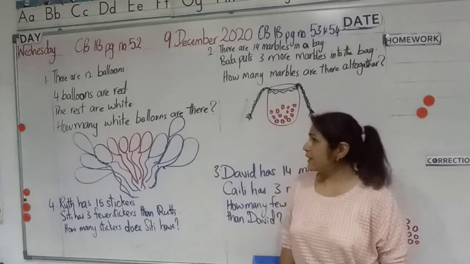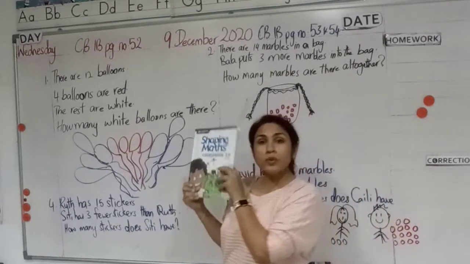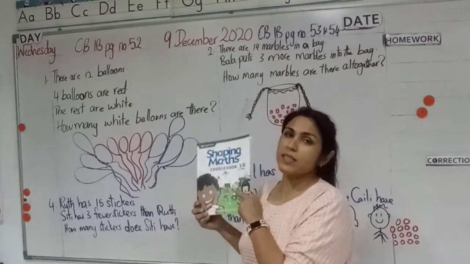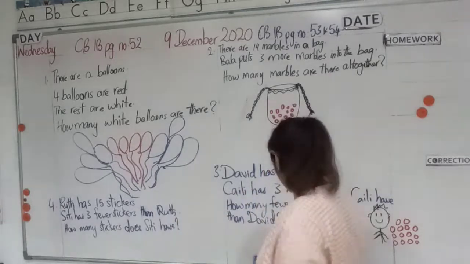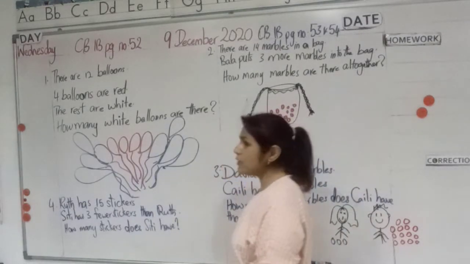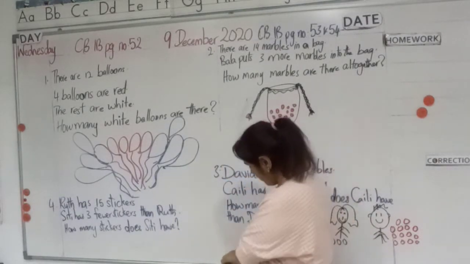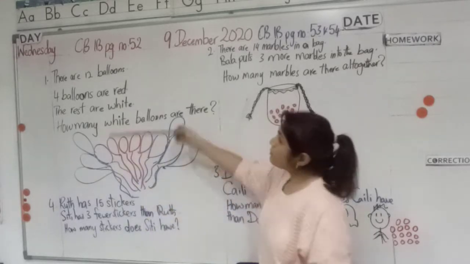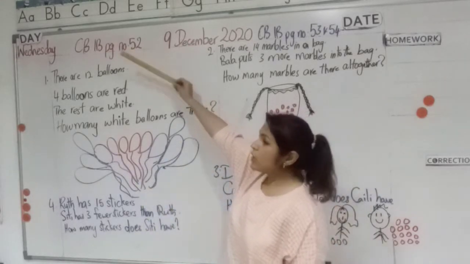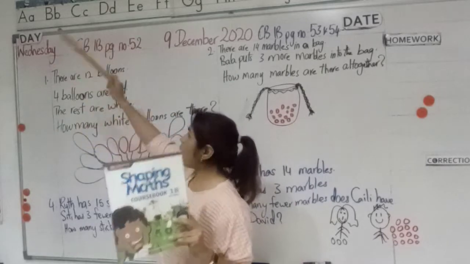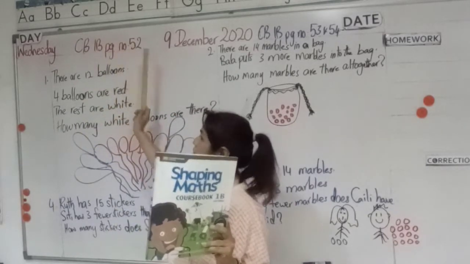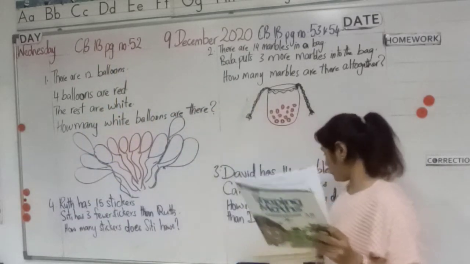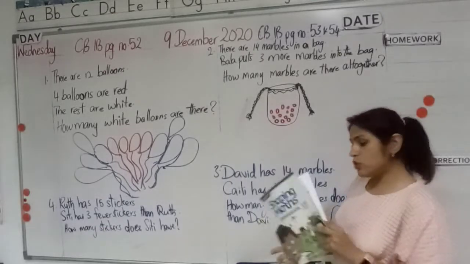Alright, let's start our lesson with the course book today. We are not doing activity, but we are doing the course book. As usual, like always, I have written the page number on top. So, course book 1B, page number 52, 53 and 54 we will be doing today.